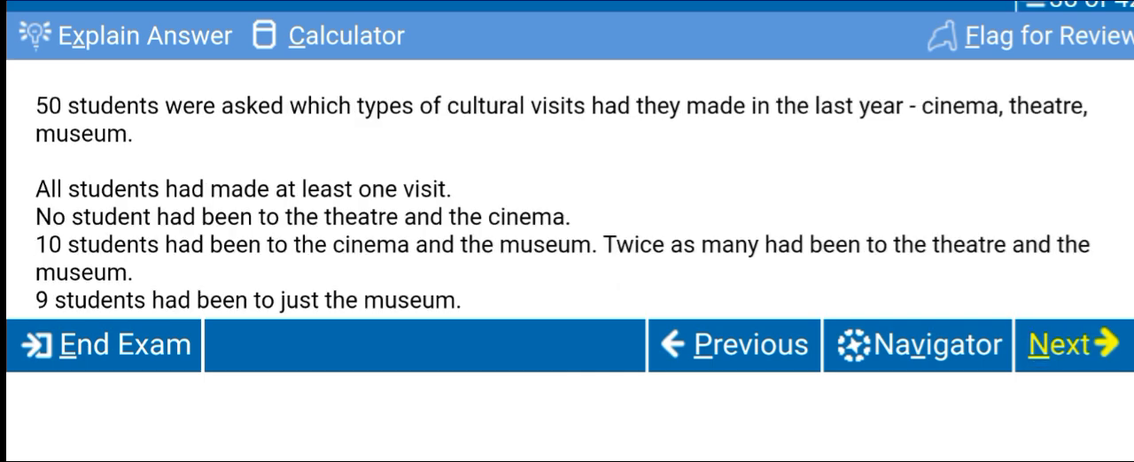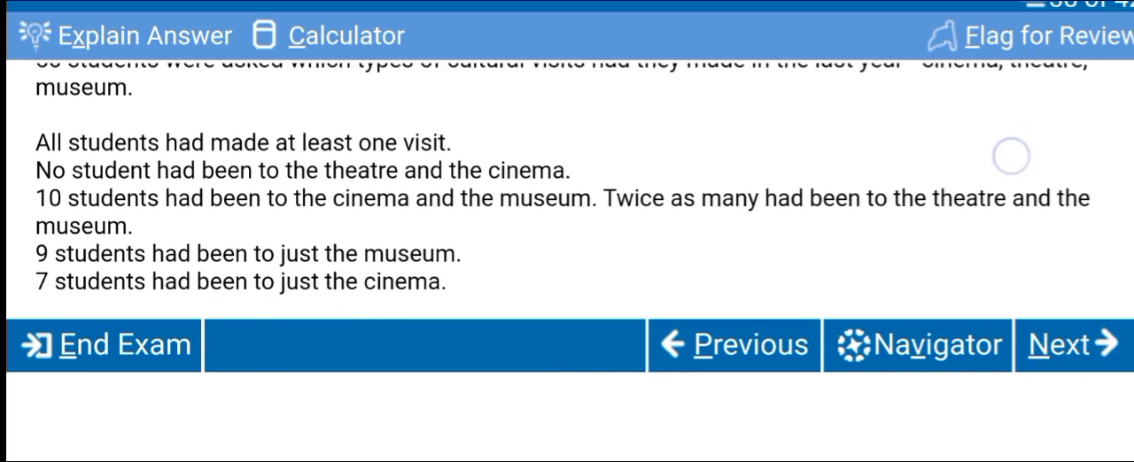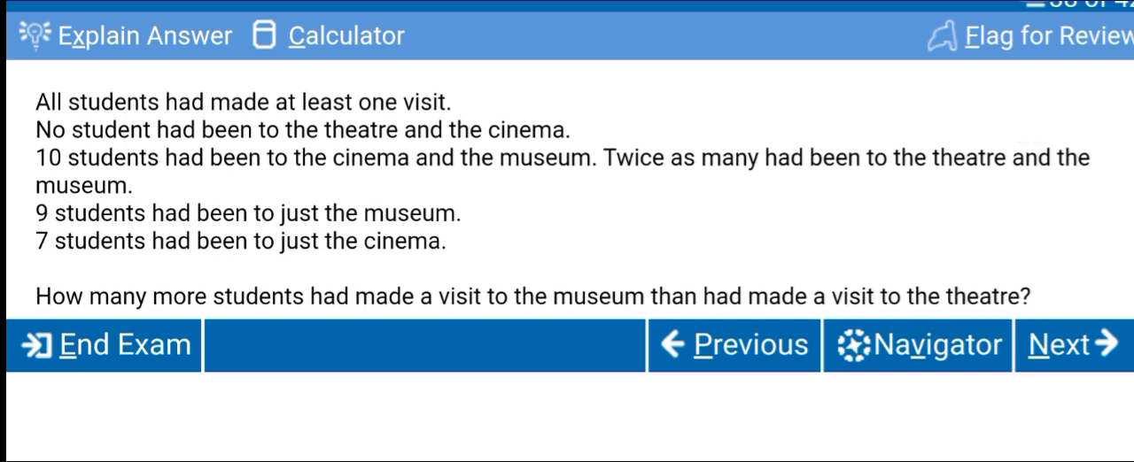Next we have question number 38, which says 50 students were asked which types of cultural visits they had made in the last year: cinema, theatre, museum. All students had made at least one visit. No students had been to the theatre and the cinema. 10 students had been to the cinema and the museum. Twice as many had been to the theatre and the museum.